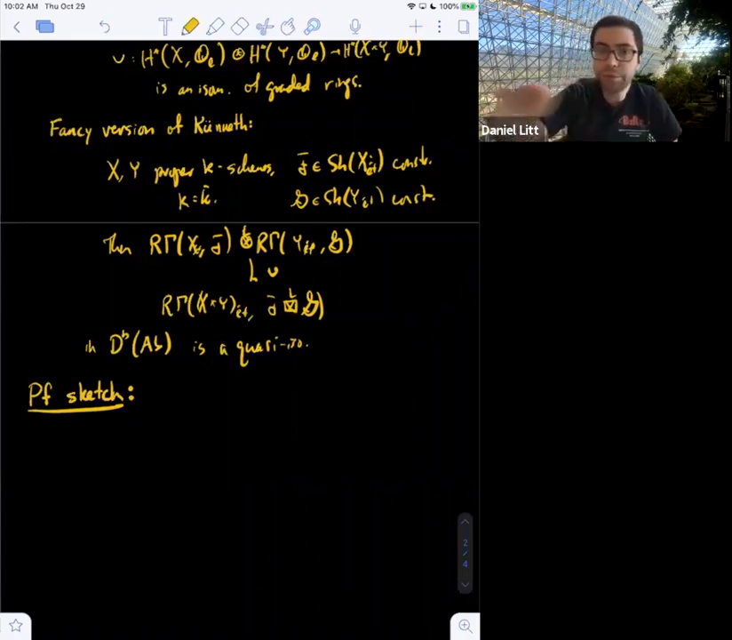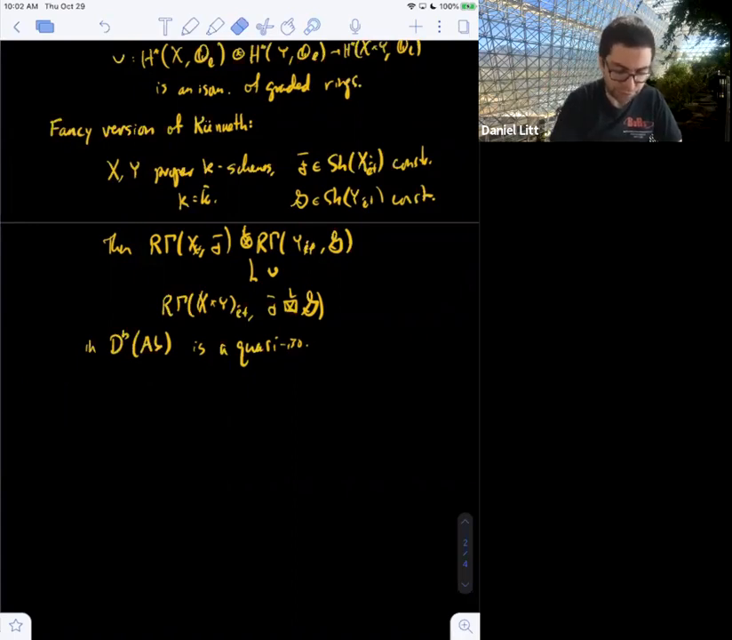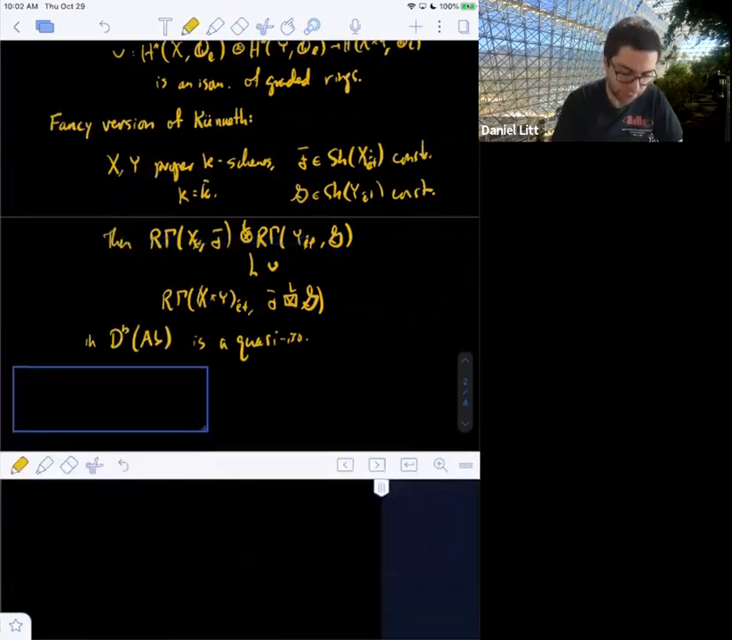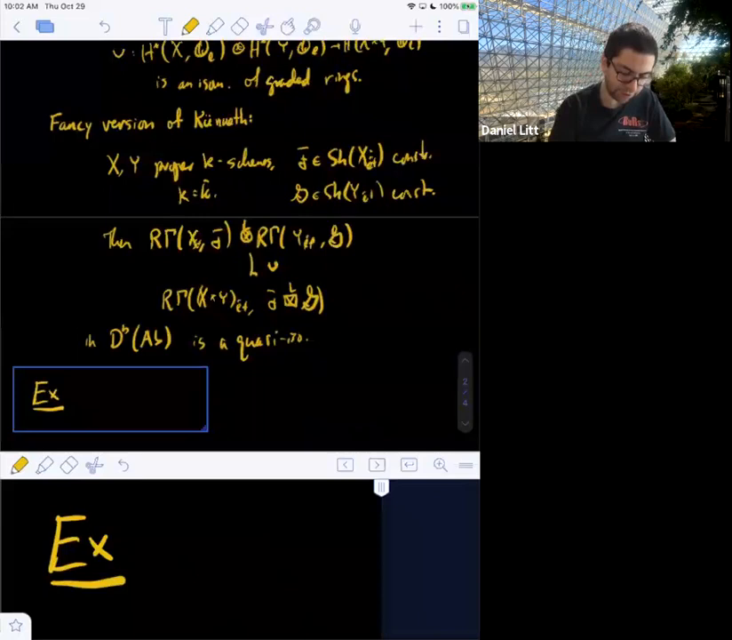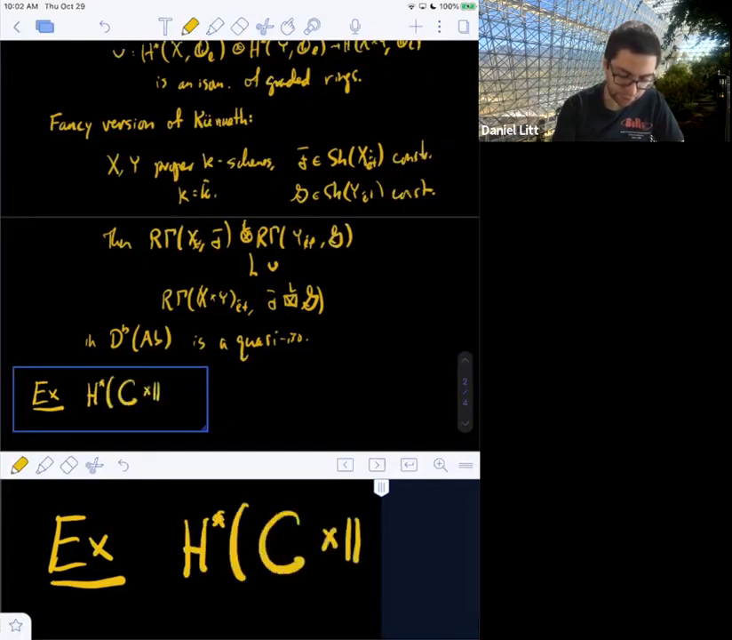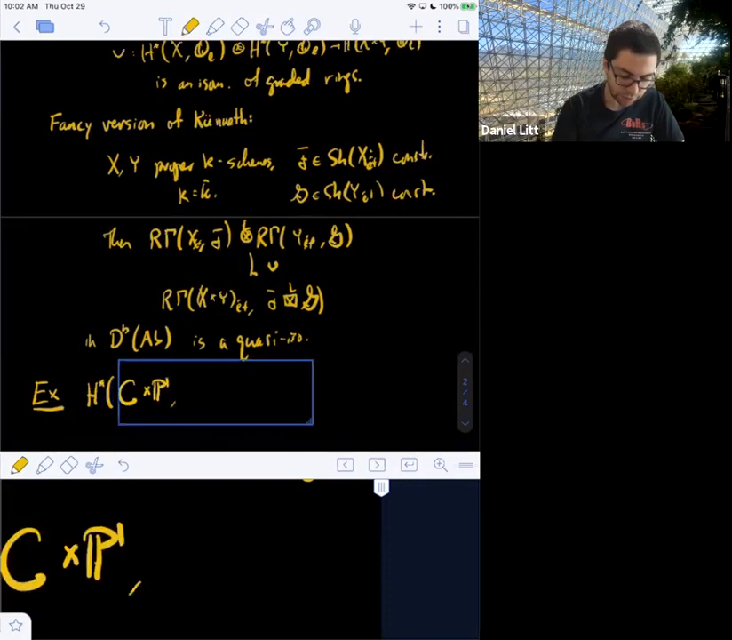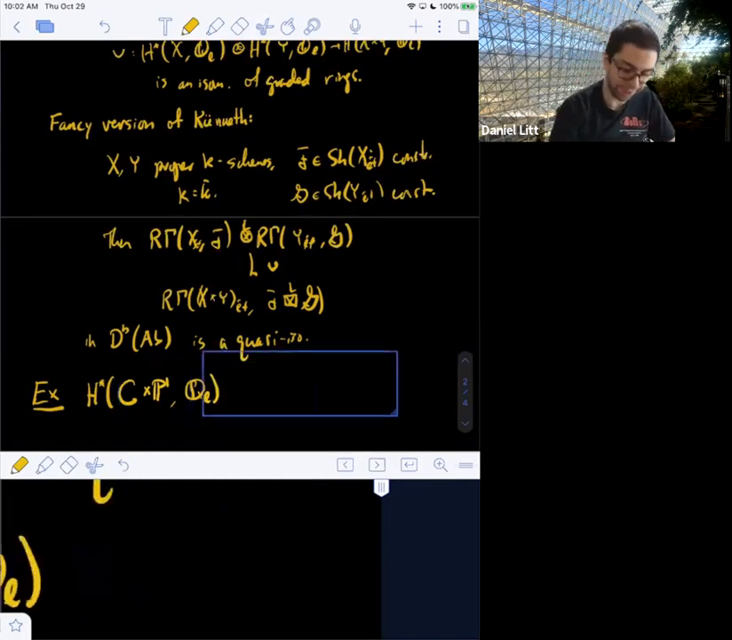Are there any other questions before we get started sketching the proof? Maybe actually before I do the proof sketch, let me just give one example since Arvind asked for some examples. So let's just take a curve and compute the cohomology of a curve C times P1, let's say with Q_L coefficients. Can anyone tell me what this is going to be? Here, suppose C is a smooth proper curve.